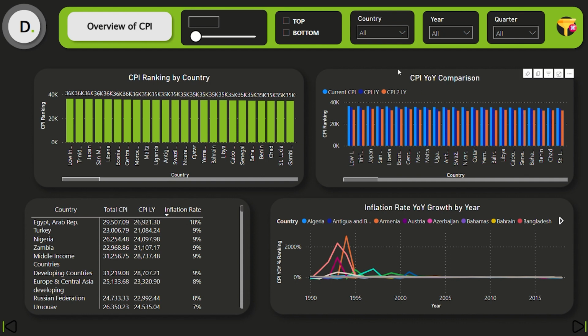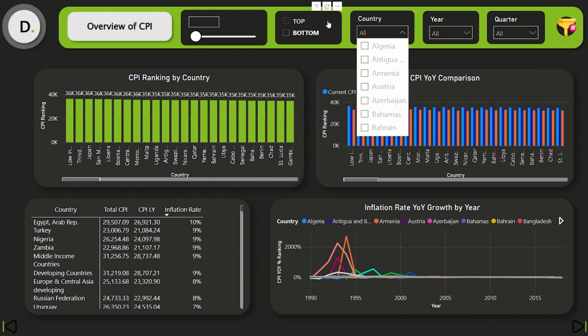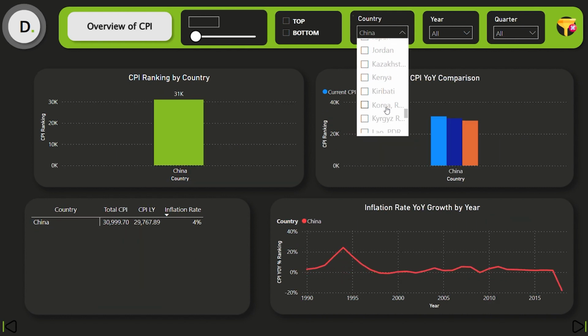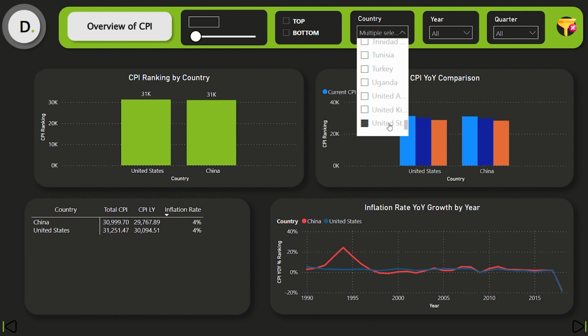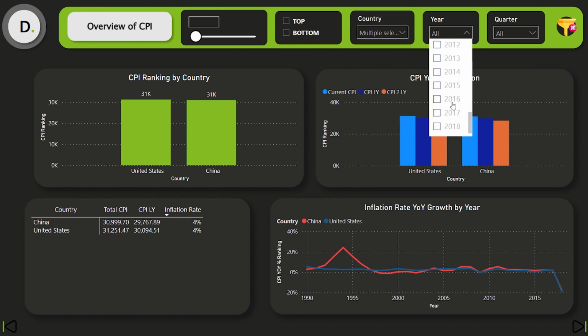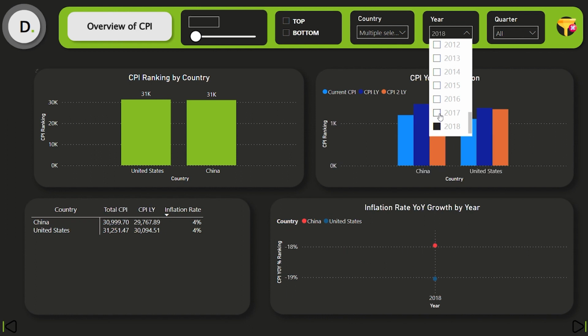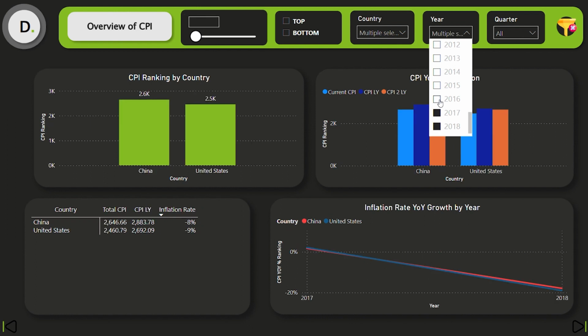So let's try to compare the CPI rate of two different countries. I'll be taking the example of China and the US, which are the two dominant economies available. Let me take an example and measure a 5-year period.